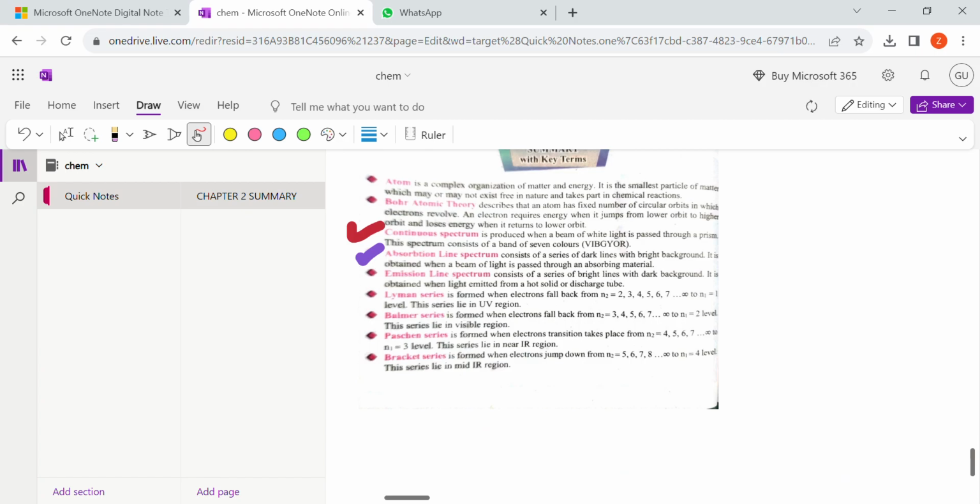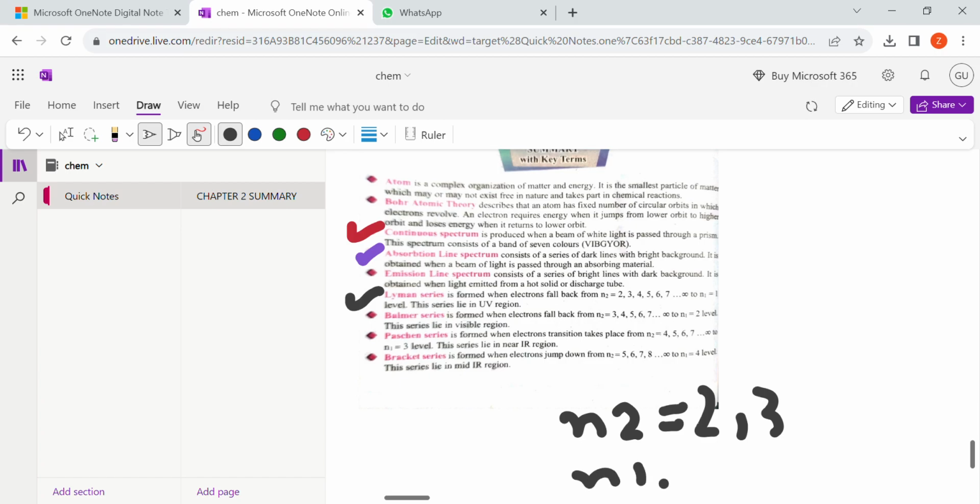Alright. Now the spectra of hydrogen, these are the types of spectra of hydrogen. We have discussed that in great detail. Go watch that video. So first of all, the Lyman series. The Lyman series is formed when the electron falls from n 2, 3, 4 to n1, that is level 1.